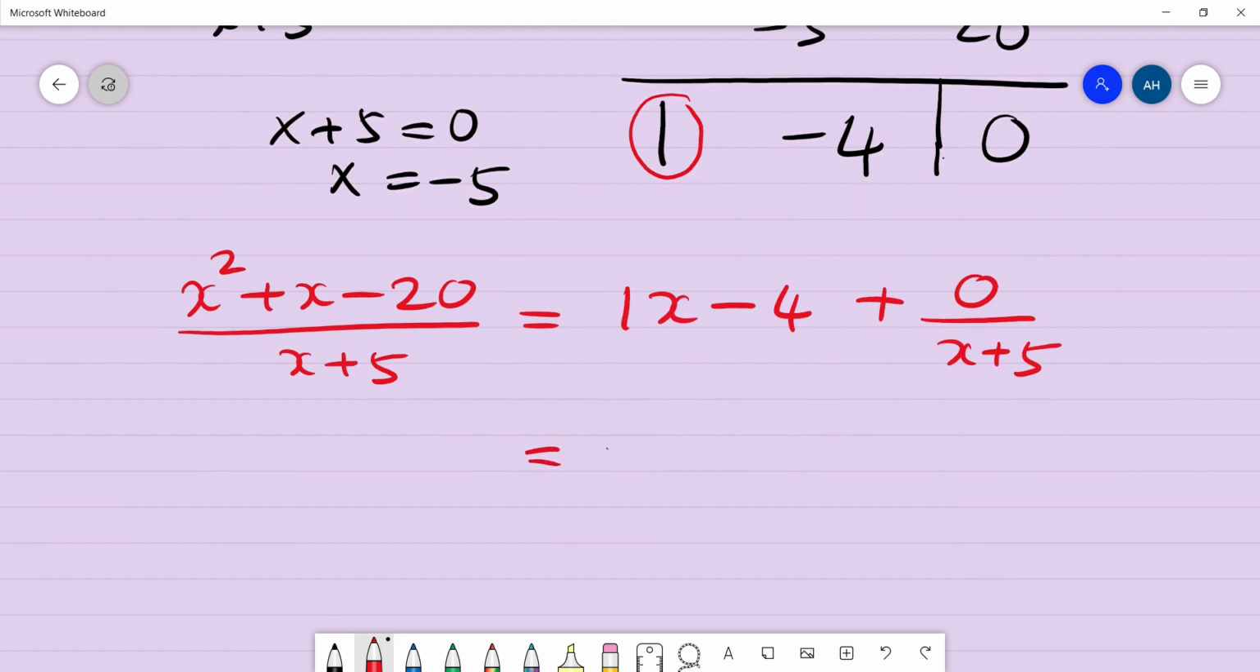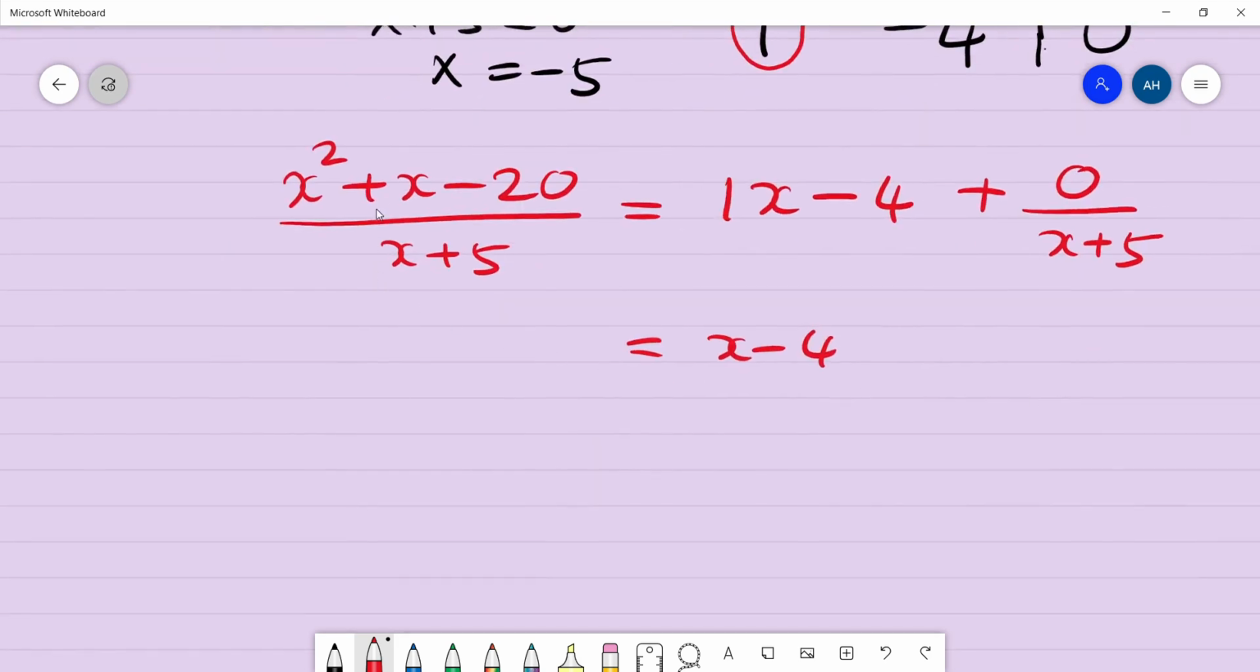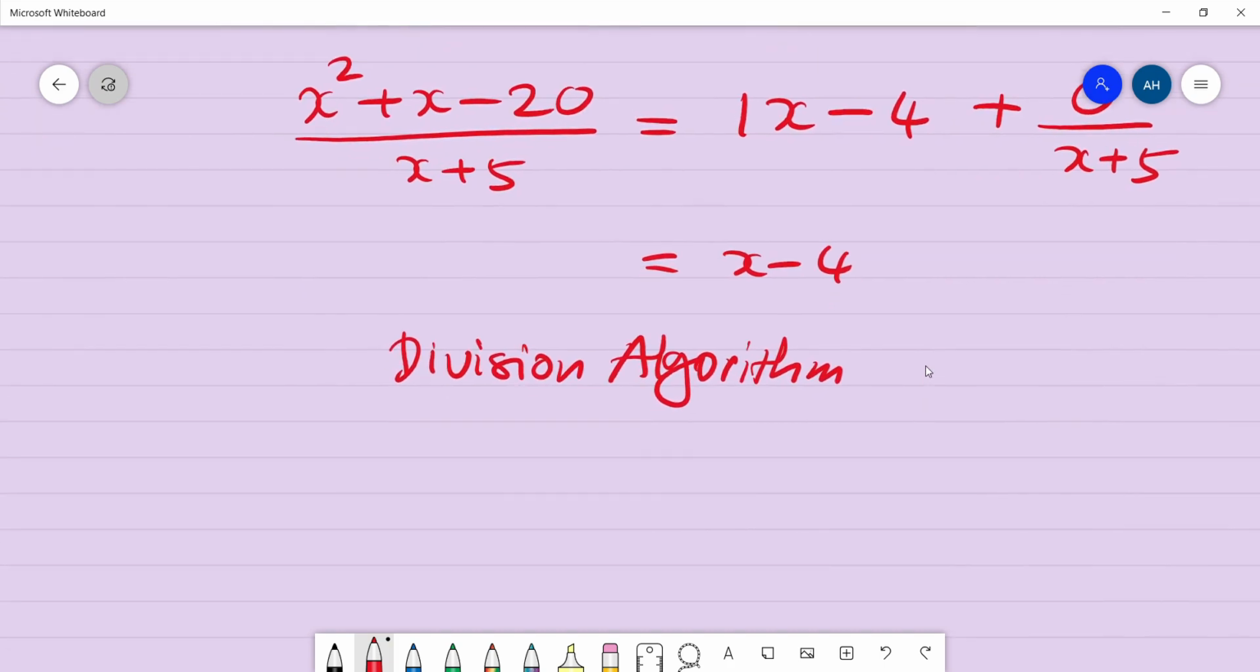Now let's simplify everything on the right hand side. We have the answer x minus 4 plus 0. So when we divide x squared plus x minus 20 by x plus 5, we have x minus 4. In the form of the division algorithm, when we multiply both sides by x plus 5, we are going to have x squared plus x minus 20 on the left hand side, and on the right hand side, x plus 5 multiplied by x minus 4.